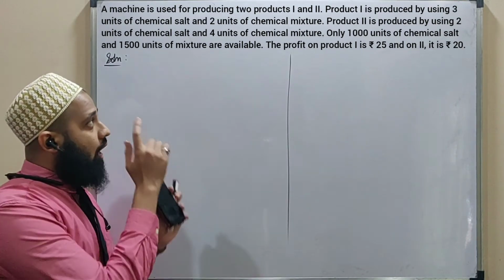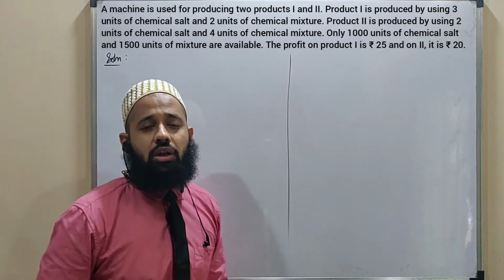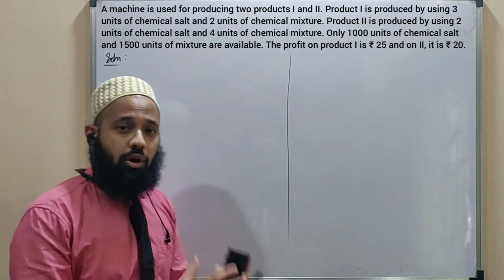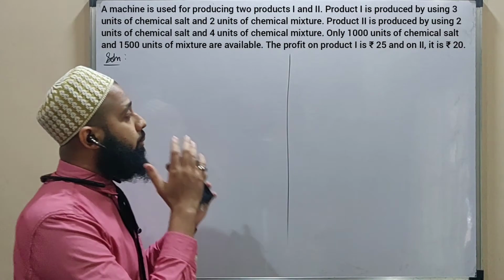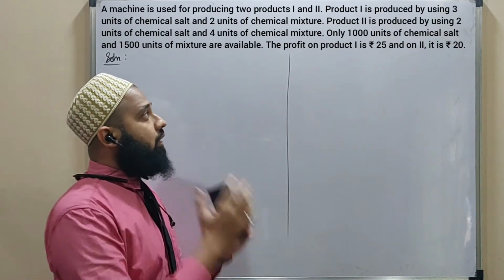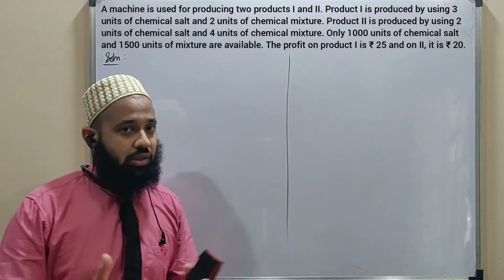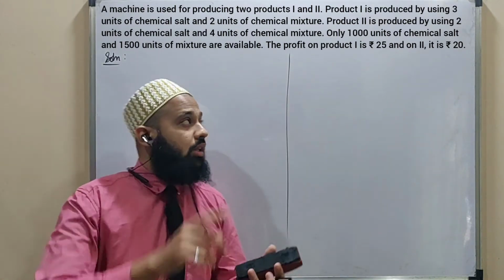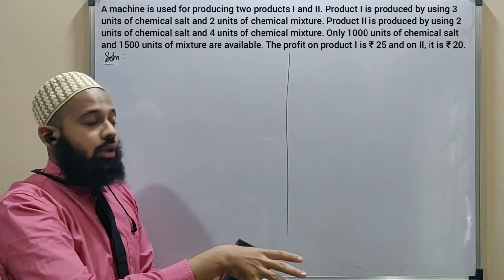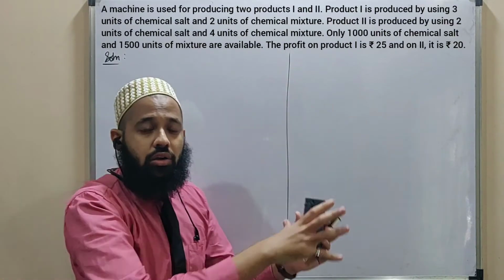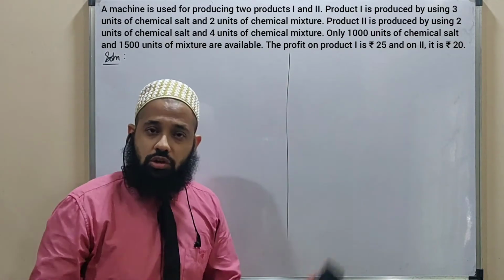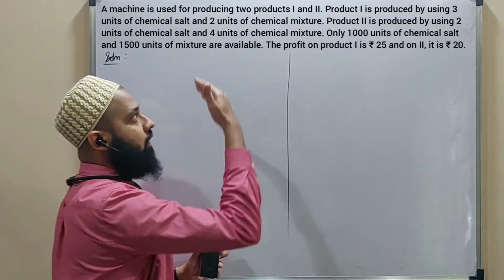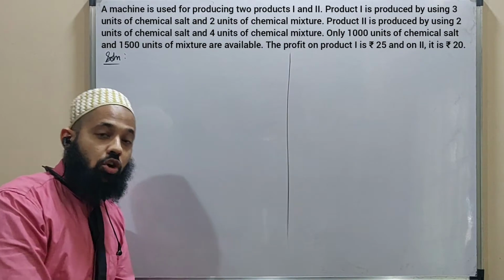But there are only 1000 units of chemical salt and 1500 units of chemical mixture that are available, whereas the profit on product 1 and 2 are respectively 25 rupees and 20 rupees. Formulate this as a mathematical expression, that is an LPP, right? So lots of information. I can see there is 3, there is 2, there is 2, then there is 4, then there is 1000, there is 1500, there is 25, there is 20, lots of numbers. There are also lots of words to pick up from.